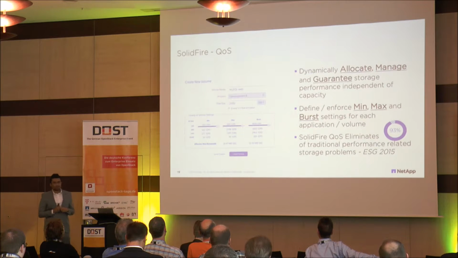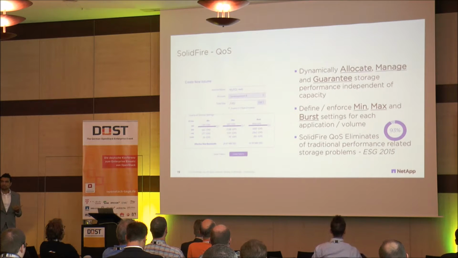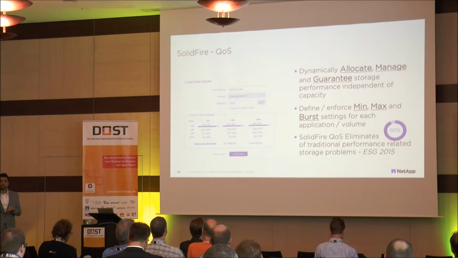So I talked about QoS. How does QoS work in SolidFire? It's very simple. You have a volume. You tell the SolidFire system, give me one volume, and I want minimum IOPS and maximum IOPS. And if the application is running at a low IOPS level for a long time, I want to allow it a burst IOPS. It's as simple as that.